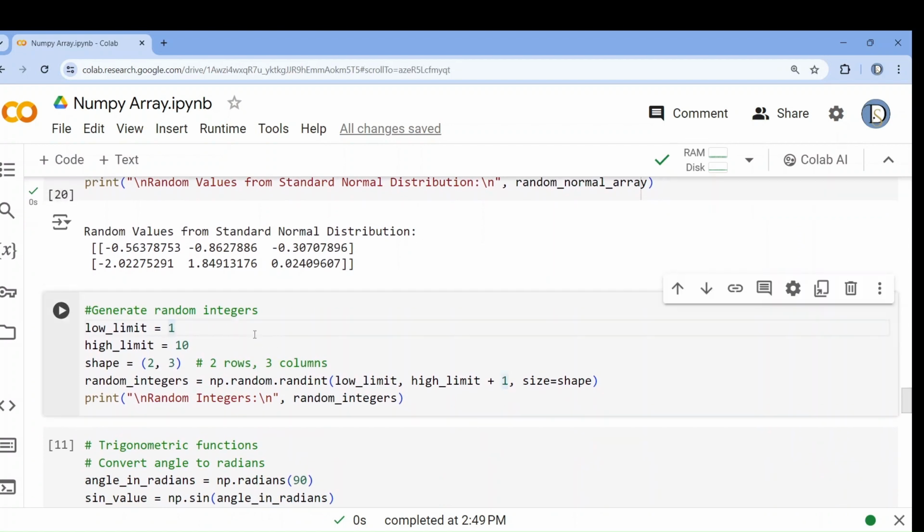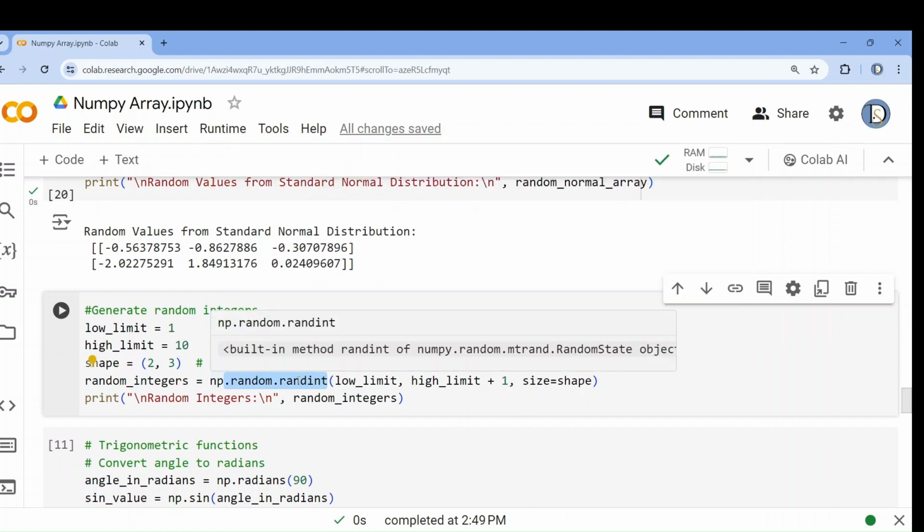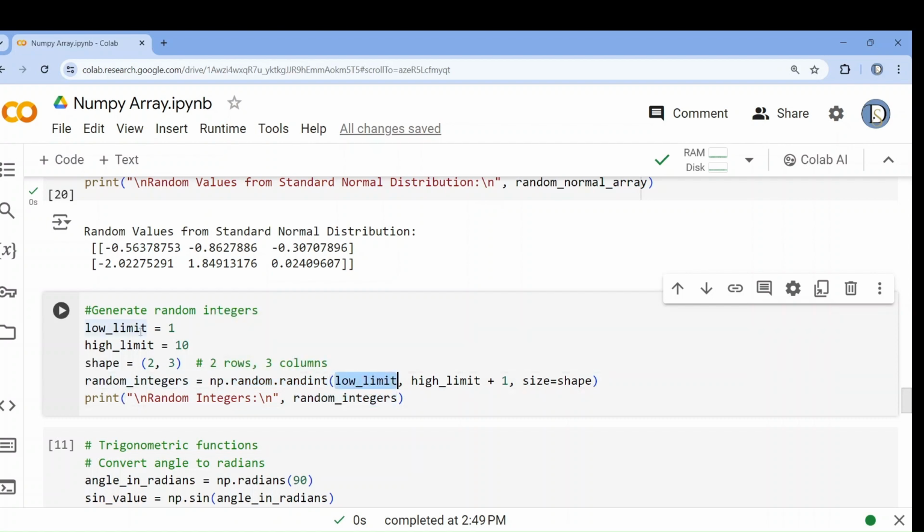Now suppose I want some normal random integers. Then what can I do? I have written shape 2, 3, and now the function is random.randint. Randint means it will generate integer values but randomly. Okay. Low limit, I have just provided some limits. Low limit means it will start from 1. High limit plus 1, because the last one is excluded. So I want it to be up to 10. And size means whatever I have provided, that I want 2 rows, 3 columns.